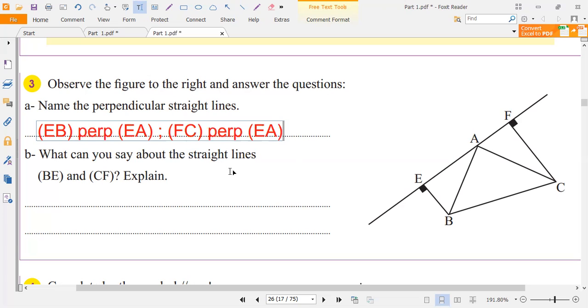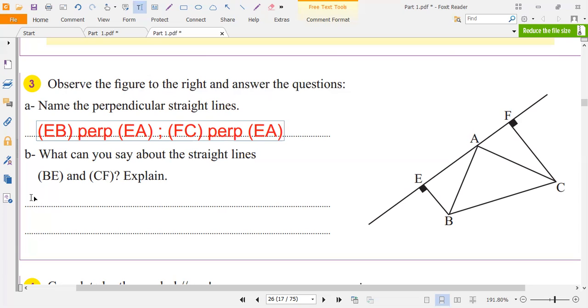What can you say about the straight lines BE and CF? Look at EB and CF. They are parallel. They never meet. Explain. Here we have to write first a symbol, and we have to use the rule. The rule says if two straight lines are perpendicular to the same line, EB is perpendicular to EA and FC is perpendicular to EA also. So they are perpendicular to a third straight line, so they are parallel to each other.